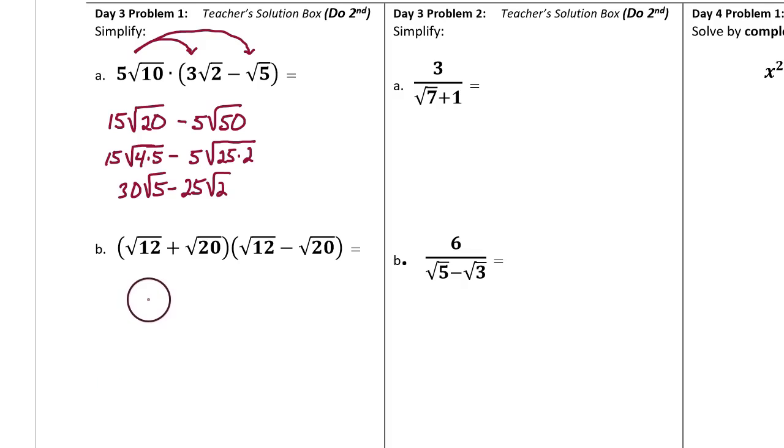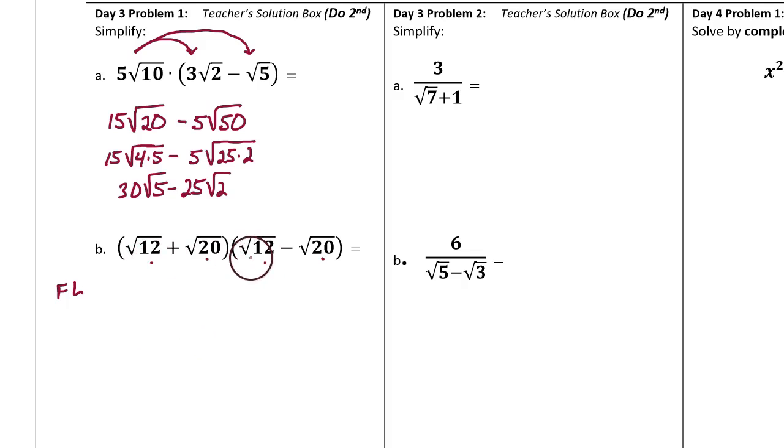Question B, do you recognize the format of what you have? This is a binomial sum times a binomial difference, where this term matches this and this term matches this. This is the special case of FOIL, where you really only need to do the first and last multiplications, because your outer and your inner products are going to cancel away.